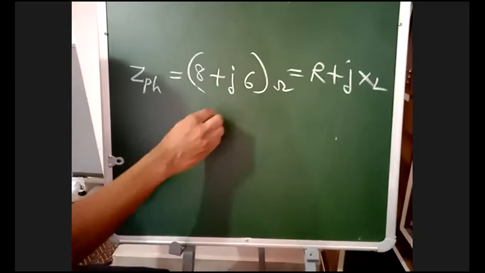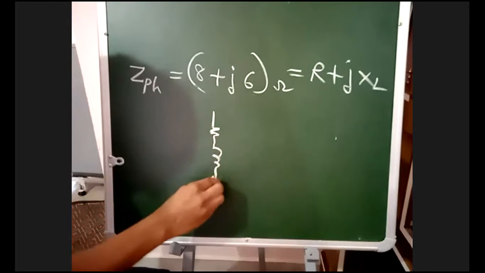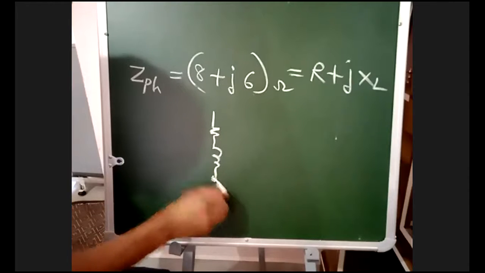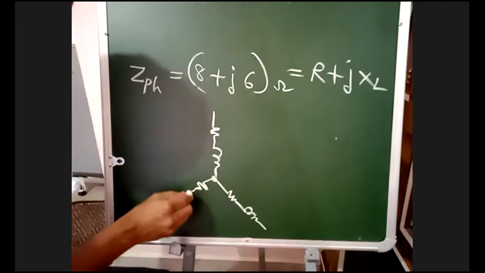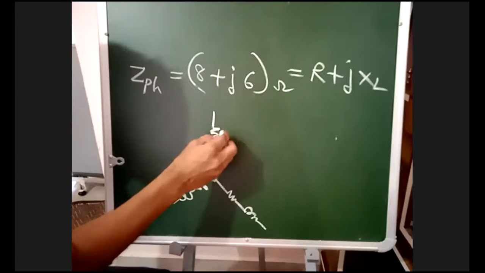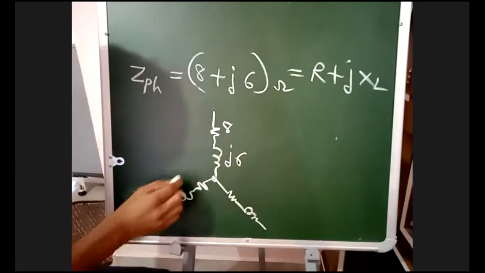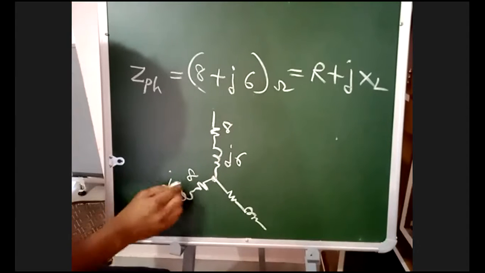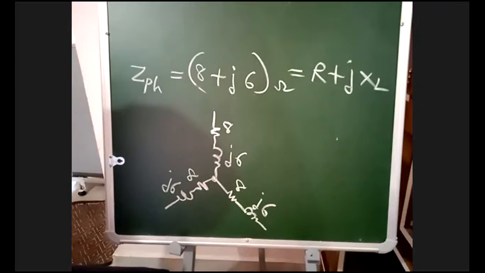Now I am taking the star connection. See here, this is one phase. Second phase again I am taking, this is the second phase. First phase Z1, that is 8 plus J6. This will be 8 plus J6, this will be 8 plus J6. In each phase he is giving the same impedance.